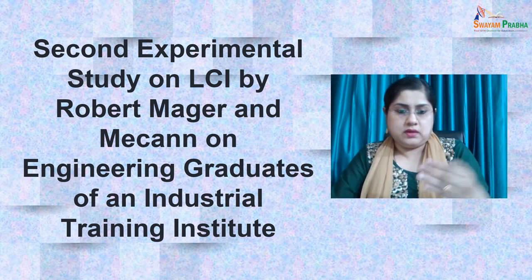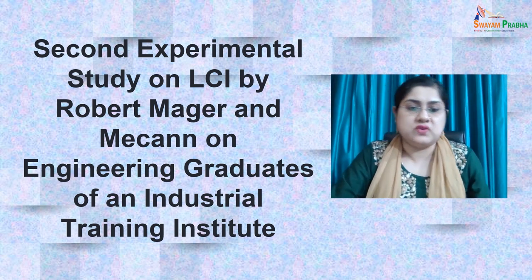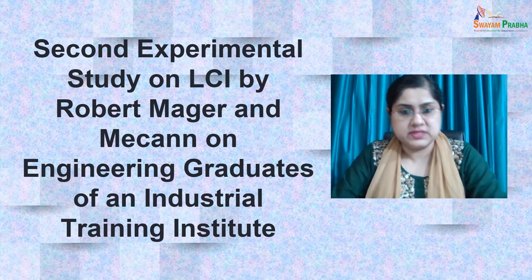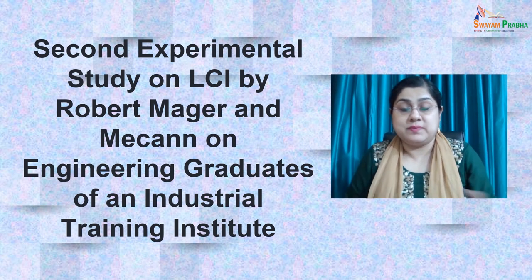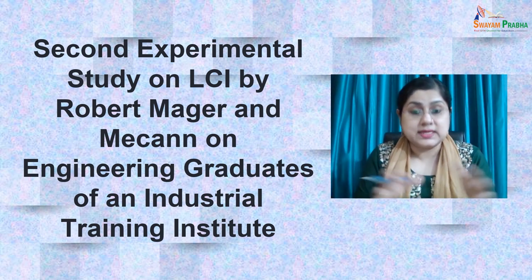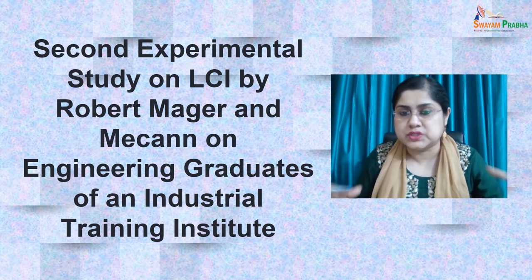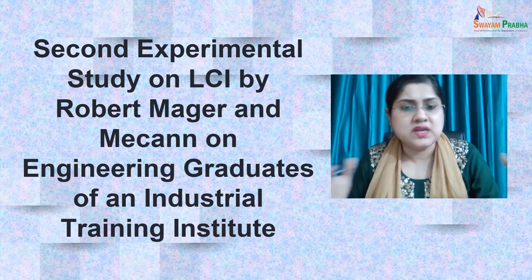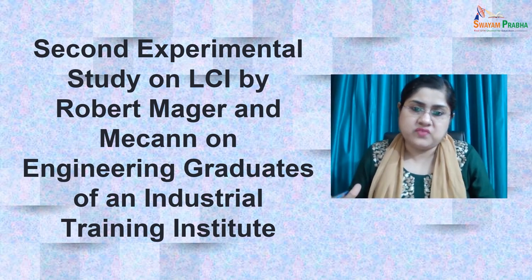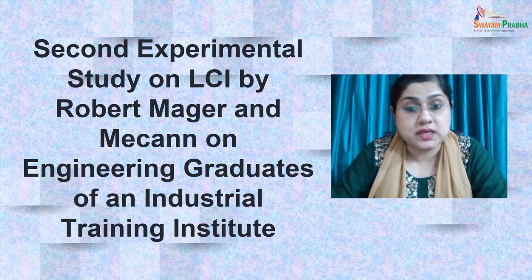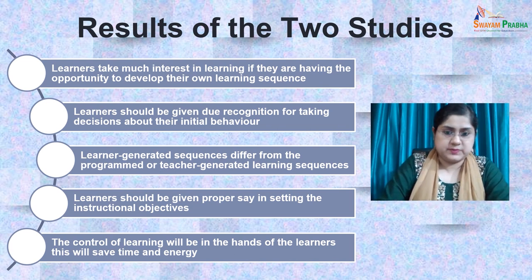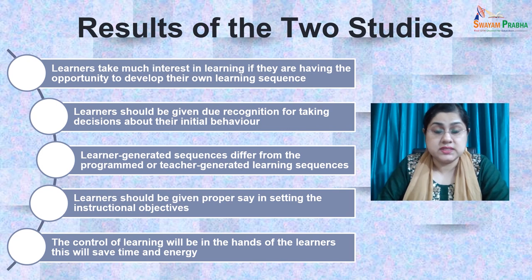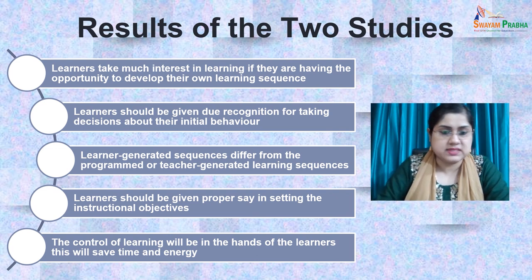So this other experiment was a kind of eye-opener for the team of Robert Major and the other person, Macken, and they basically got the idea that this type of system, where the learner has control over the entire process of instruction, is somehow revolutionary in the process of learning and also teaching. So by these two experiments, or the two studies which they did, they came to conclude a few points. What are these points? Let us discuss them one by one.